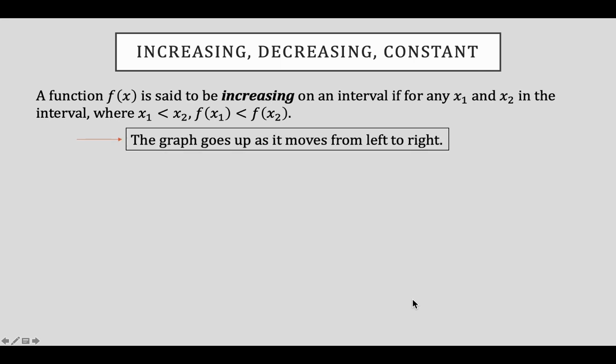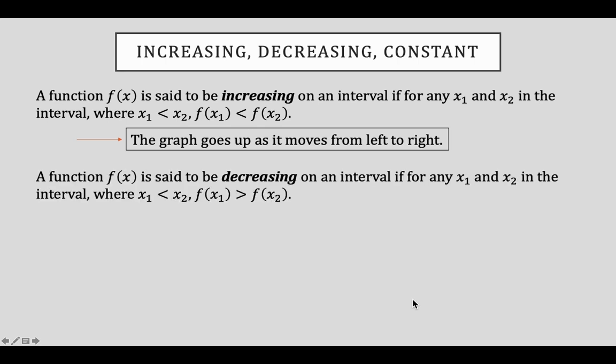As we look at the graph, as the graph goes from left to right, the graph is going to be going up. The graph goes up as it moves from left to right. That means that the function is increasing. Remember, just like you would read text on a page from left to right, you want to read a graph from left to right as well. If the graph is going up as we move from left to right, the function is said to be increasing.